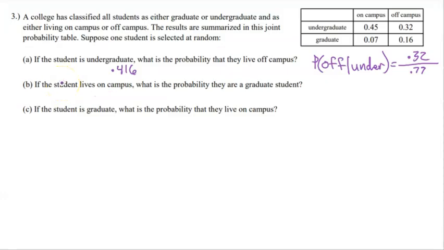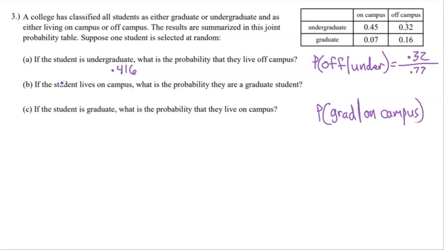So we're going to completely ignore all of the off-campus. We're going to completely scratch out this entire category right here and only focus on the on-campus students, because it says, if the student lives on campus, what is the probability that they are a graduate student? So this is going to say, what is the probability that they are a graduate student given that they live on campus?